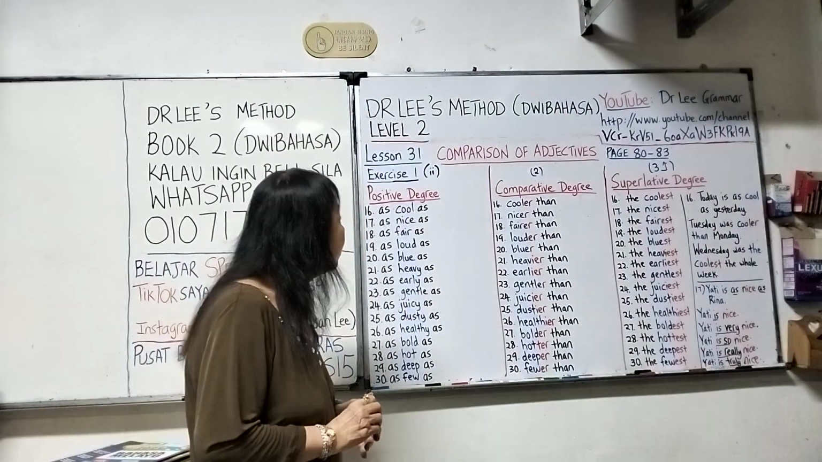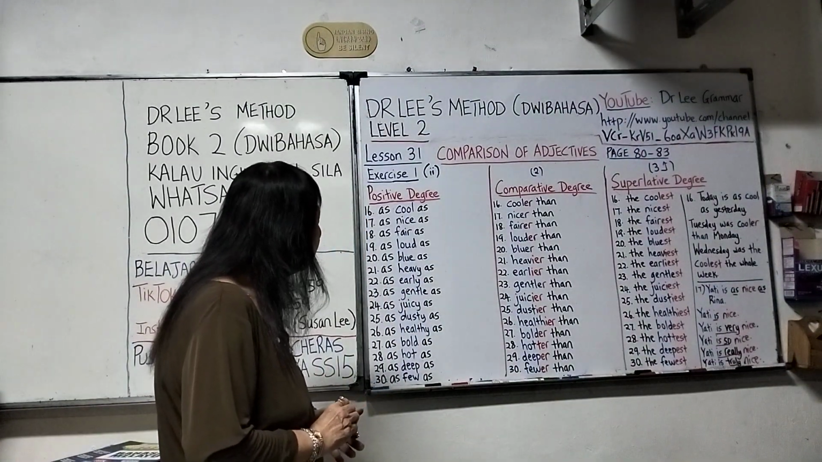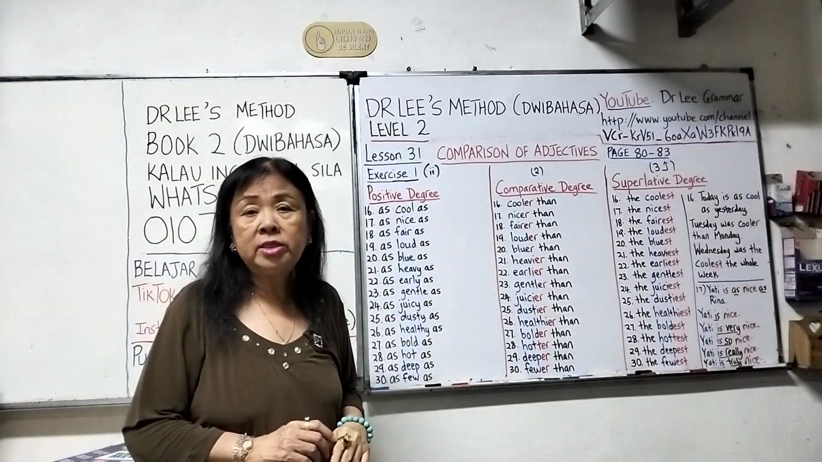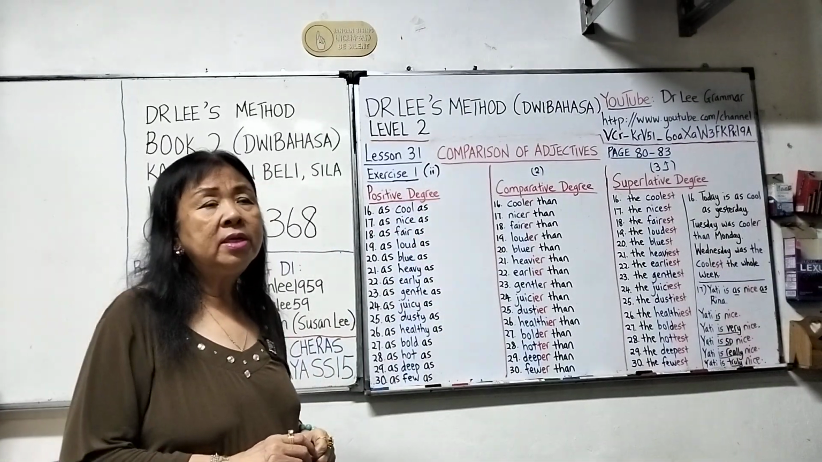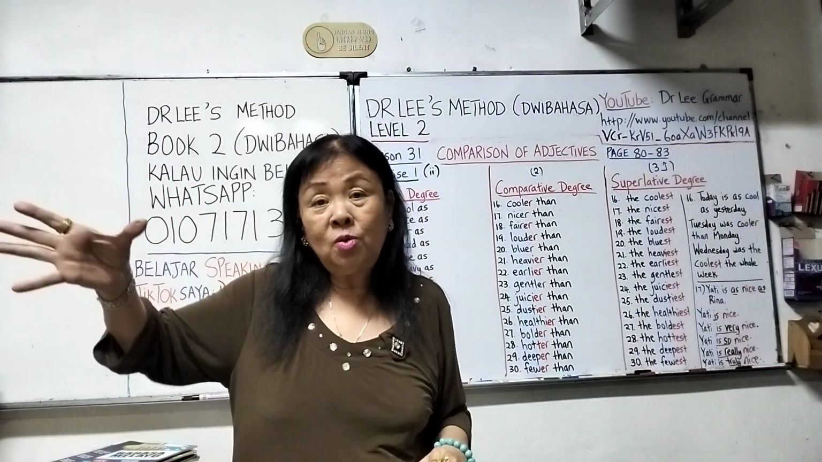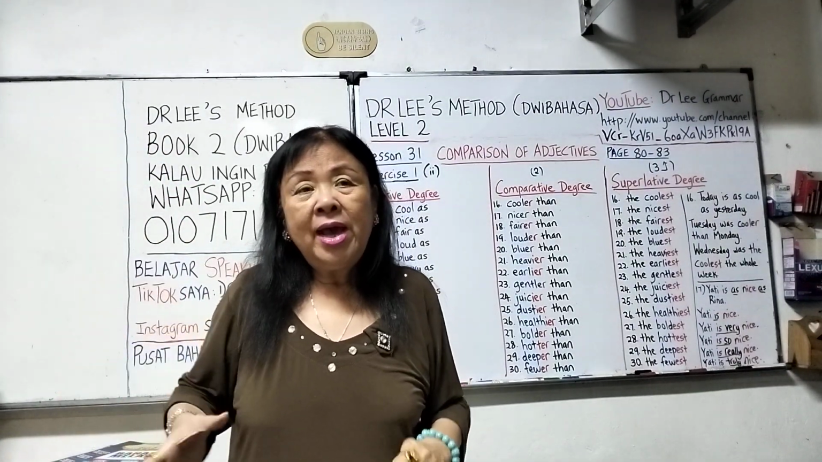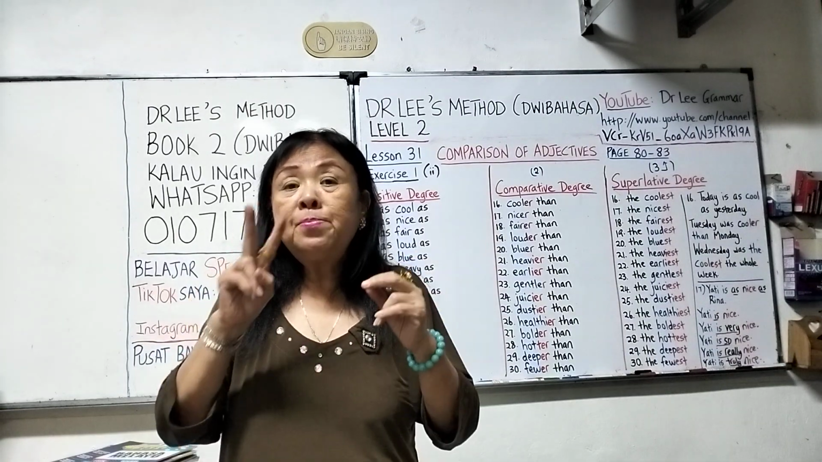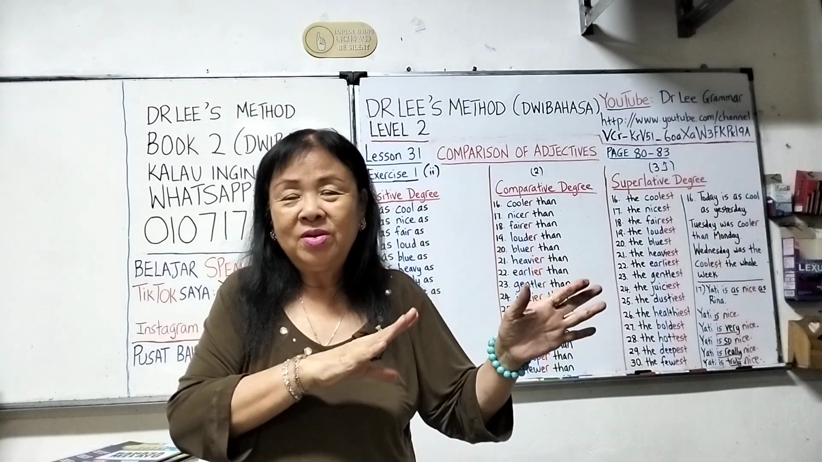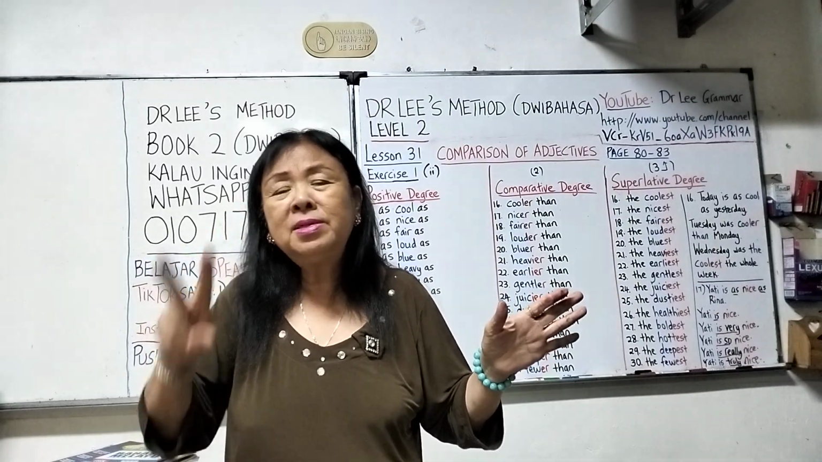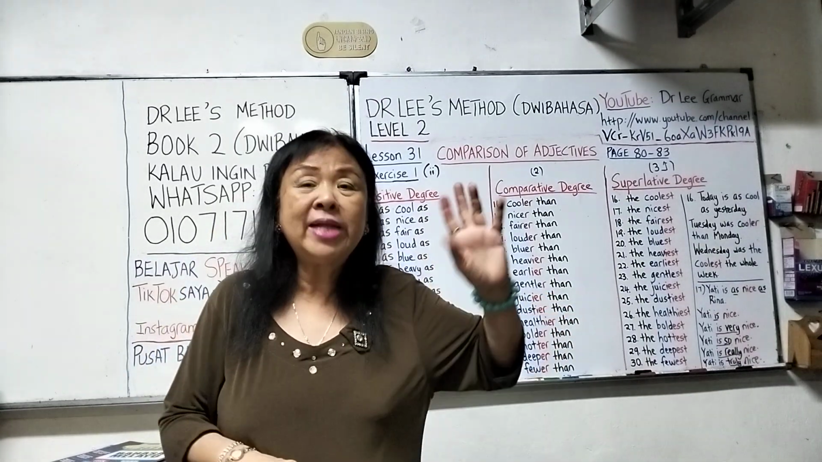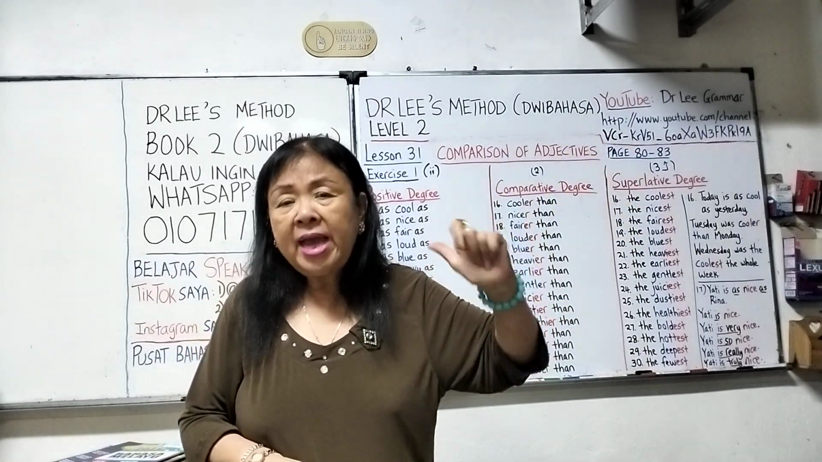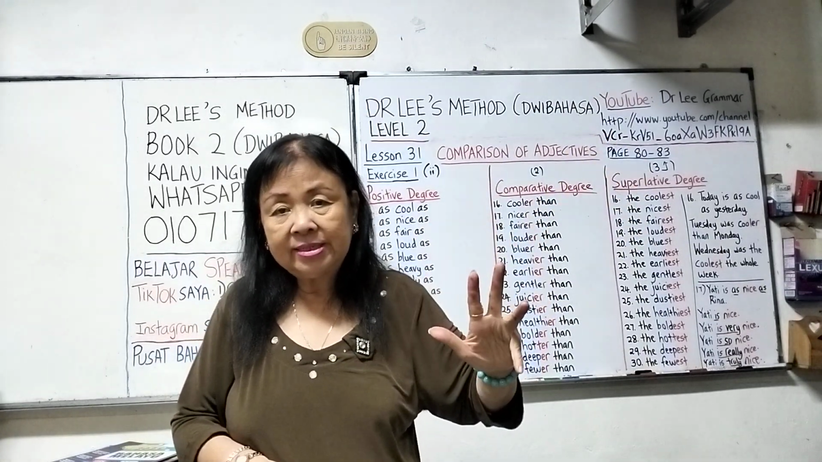So let us look at lesson 31, exercise 1, part 2. We are now at this chapter called comparison of adjectives. So in English, it's not just adjectives alone by themselves. Adjectives also are used when we compare 2 or more than 2 persons, animals, things or places. More than 2, that means 3 and above, up to 1 million. People, animals, places and things. Okay?